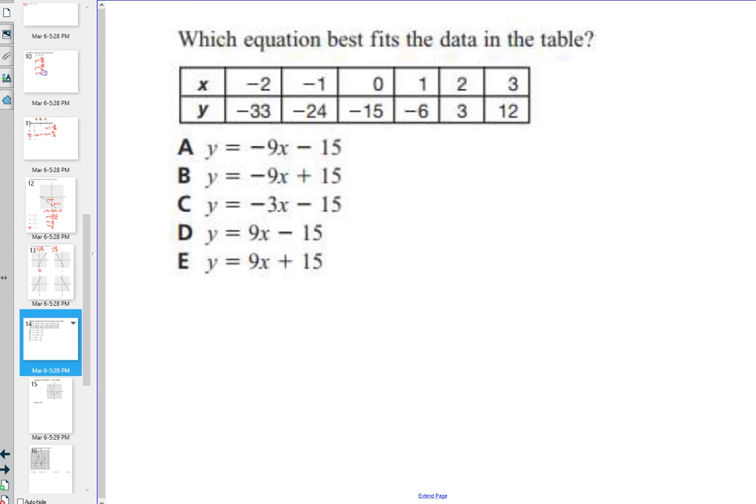Okay, which equation best fits the data in the table? So this is just something that we finished doing not too long ago. When they give you a table, count this as 2 points. What form are all of these in? Slope intercept, good. And if you understand how to read a table, one of the nice things is they're already giving you the y-intercept. When x is 0, the y is the y-intercept. So I know that it has to be one of the ones with a -15.